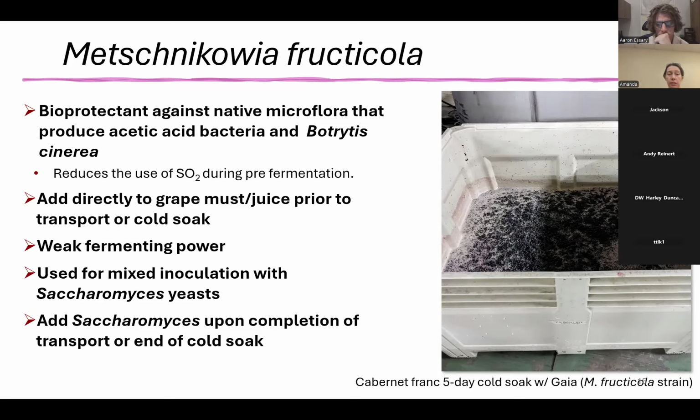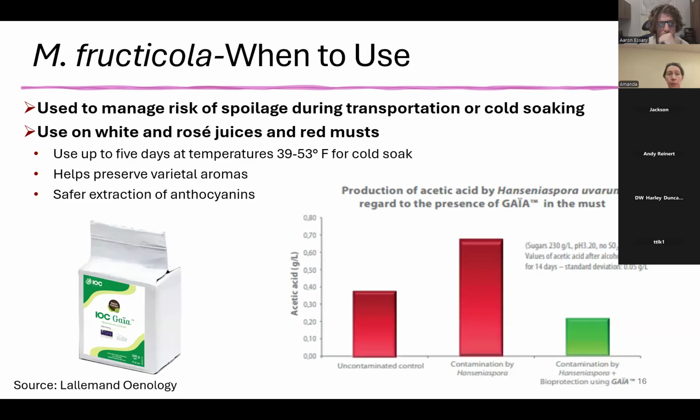Again, you're going to use this in mixed inoculation with Saccharomyces. When I was ready to end that cold soak and start my fermentation, that's when I added my Saccharomyces cerevisiae yeast. So you can use this on whites, rosés, red musts, really all kinds of whatever grapes you have coming in that you want to use it on. It also can help preserve varietal aromas because you're not producing acetic acid, ethyl acetate's not being produced by microbial spoilage organisms, and it is a safer extraction of anthocyanins during cold soak.